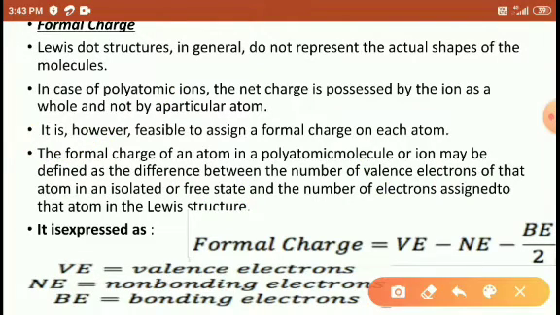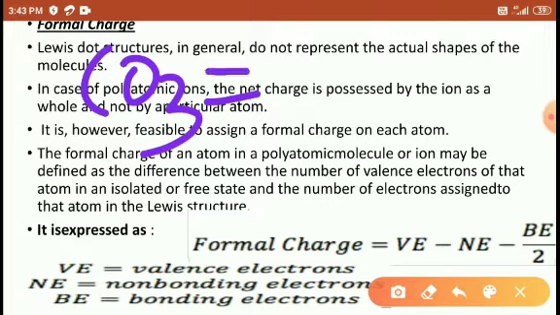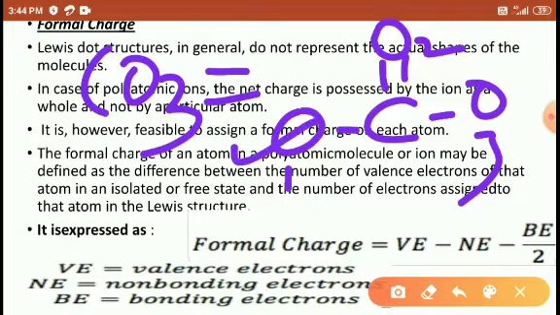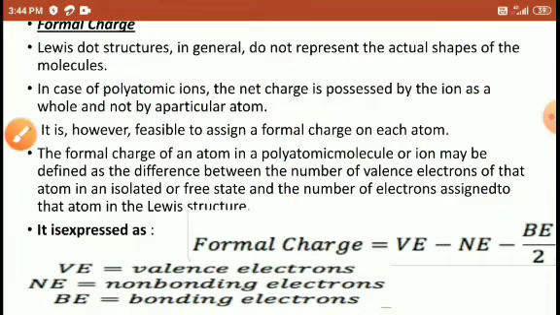So for example, I am using CO3. The structure of CO3 I will write, students, like this, right? So this is the polyatomic molecule. Here are the three oxygen atoms, 1, 2, 3. In these three oxygen atoms, what is the charge developed on the first oxygen, on the second oxygen, and on the third oxygen? That we will assign with the help of the formal charge. Understand?